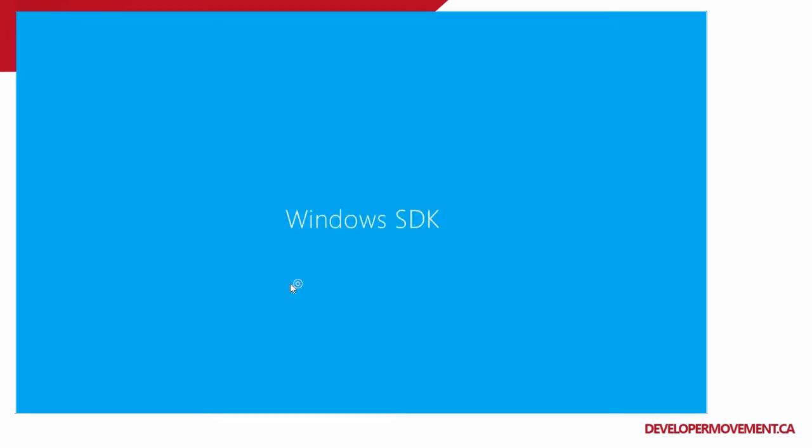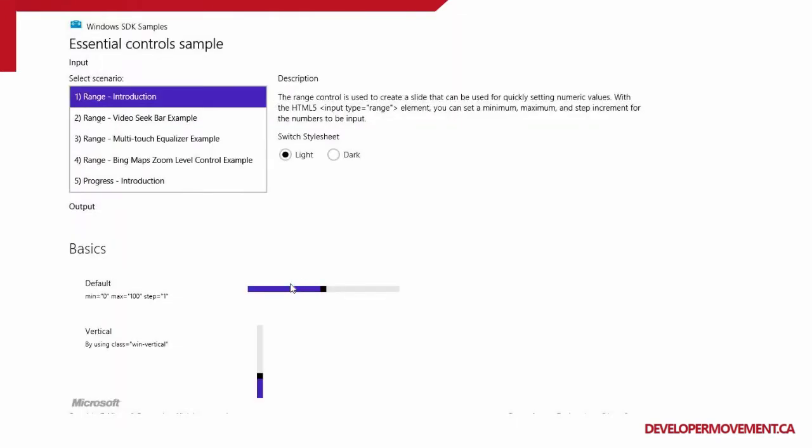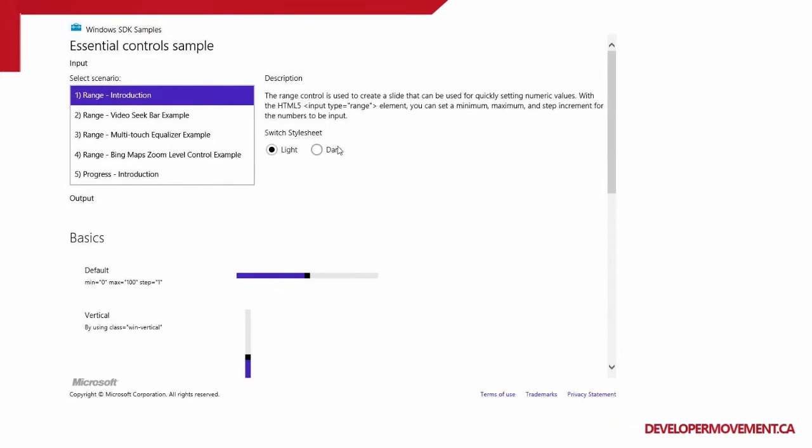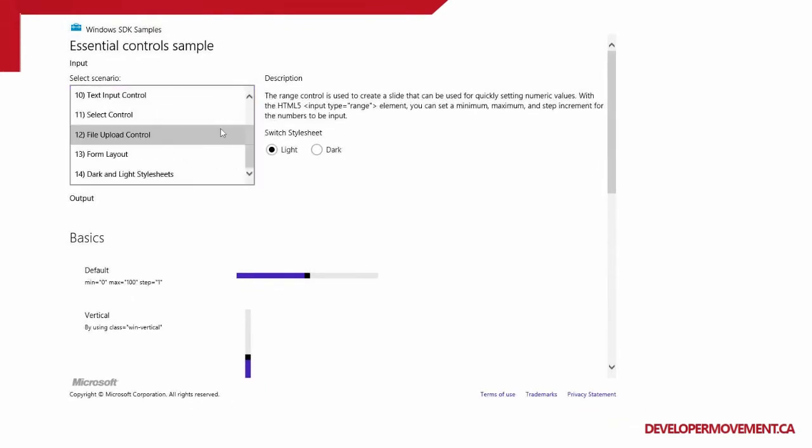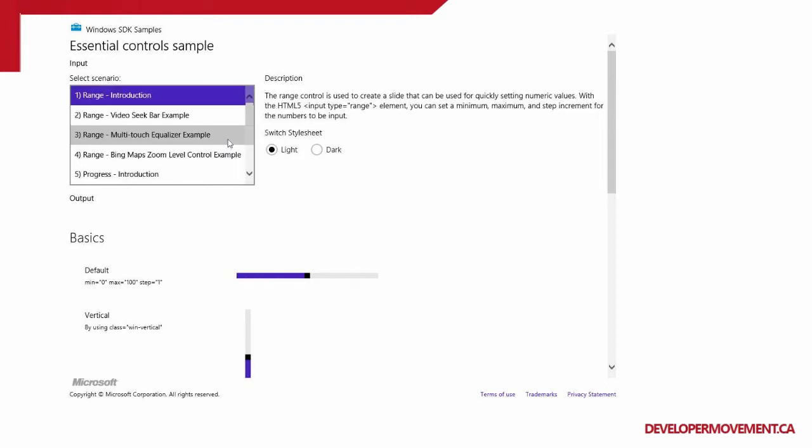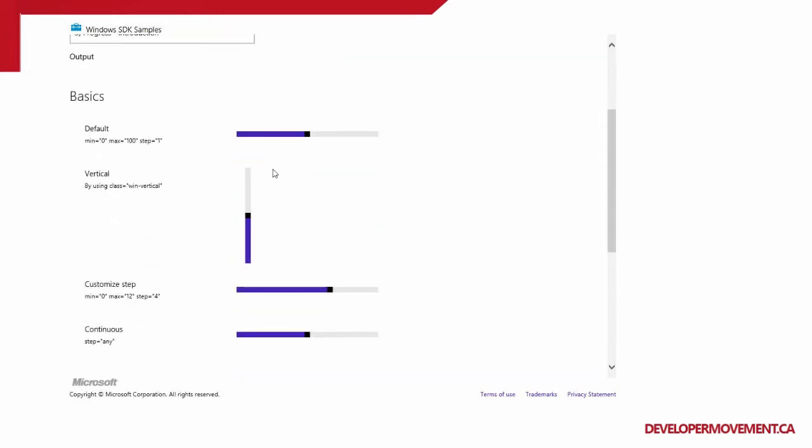Here you see it pop up. So here's the Windows SDK, and this is the Essentials Control sample. Basically here, it just goes through 14 different samples of controls. For example, the range control, which is your slider. You have your horizontal and you have your vertical just by setting a class attribute right there.